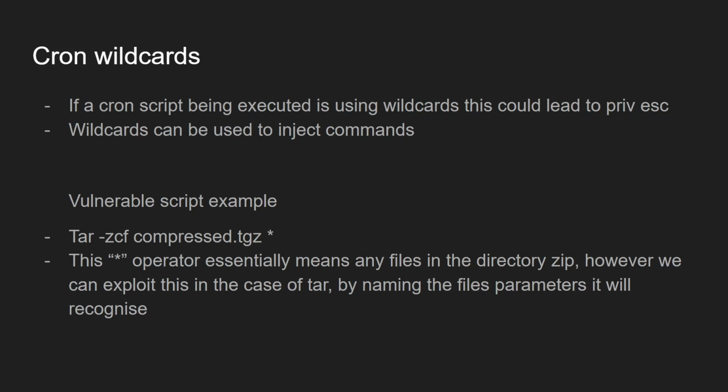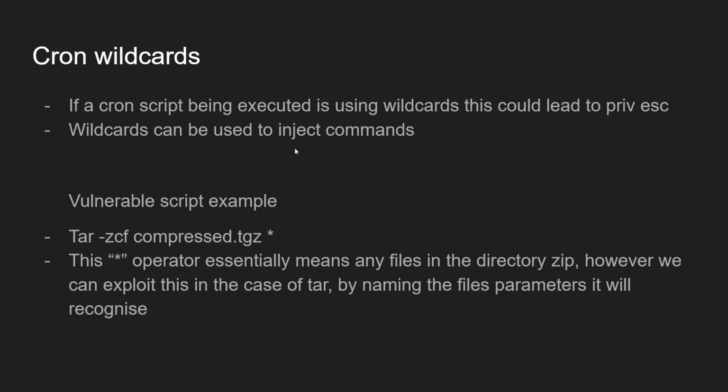So in this one we're going to go over cron wildcards, and a wildcard in general just means sort of a replacement for something. So asterisk generally means all. If you ever see that in any sort of command line functionality, it will generally mean everything. So if a cron script is being executed using wildcards, it could lead to privesc. Wildcards can be used to inject commands.